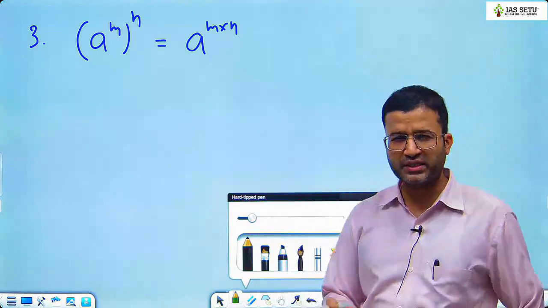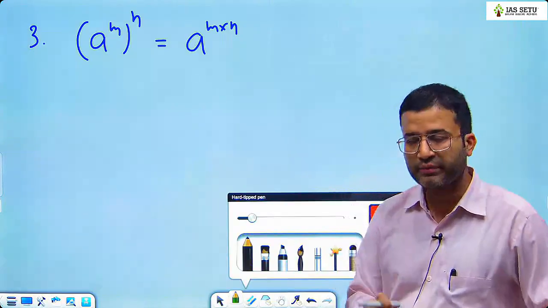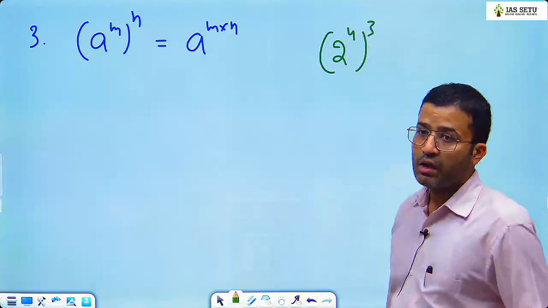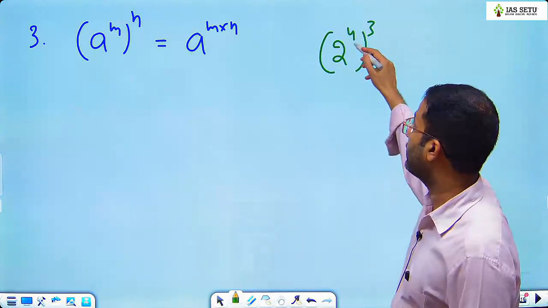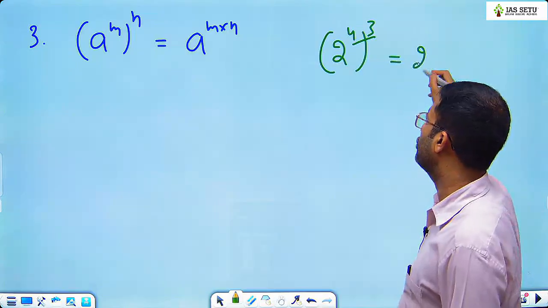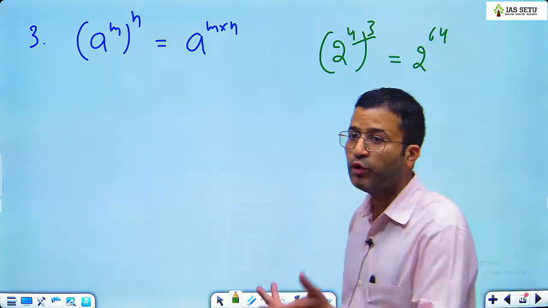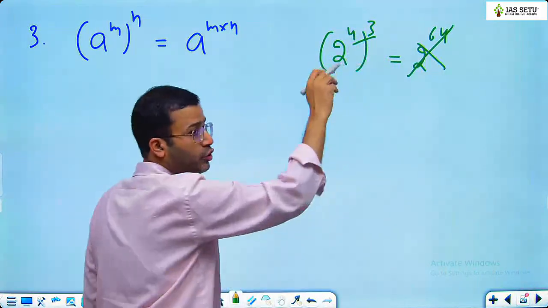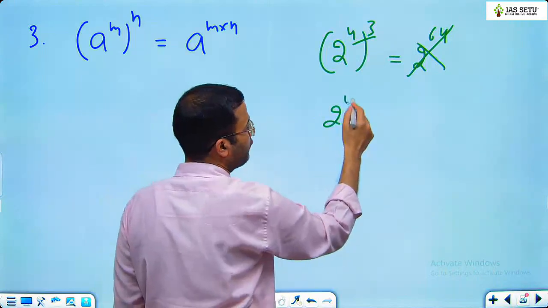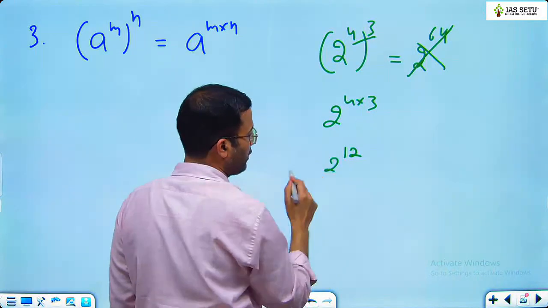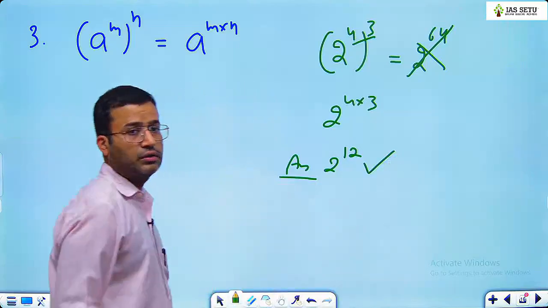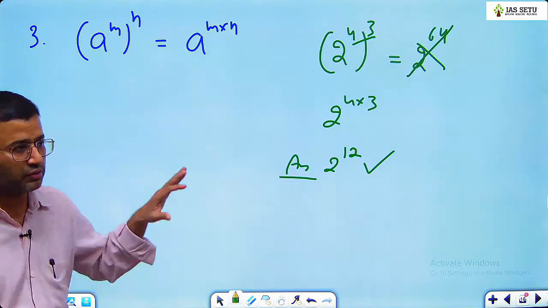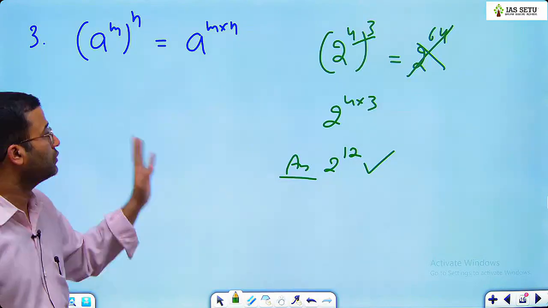Some students, especially category 1 students, make one mistake. Let me tell you what mistake. If I ask you 2 to the power 4 bracket 3, by mistake or in flow, some students take 4 cube, which is 64, and equate it with 2 to the power 64. They say 4 cube is being applied. But here I tell you it is wrong. According to our rule, because of the bracket, it is 2 to the power 4 into 3. So it is 2 to the power 12. So the correct answer is 2 to the power 12 rather than 2 to the power 64. Be careful. Many students make mistakes in this. You have to be careful about this rule.